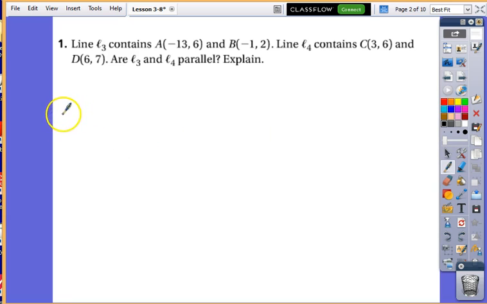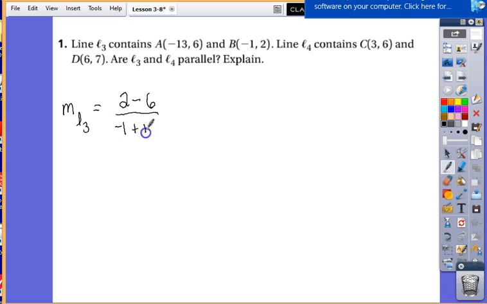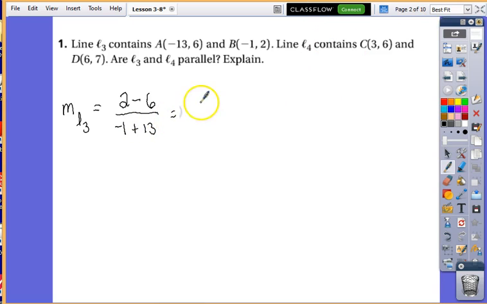I'm going to find the slope of line 3. And for line 3, I'm going to set it up as 2 minus 6, the y2 minus the y1, over negative 1 minus a negative 13, that would be negative 1 plus 13. So setting that up will give me negative 4 over positive 12, which is negative 1/3.